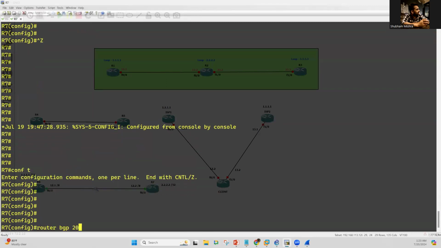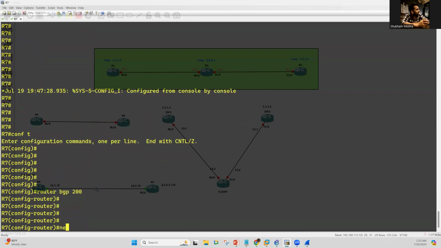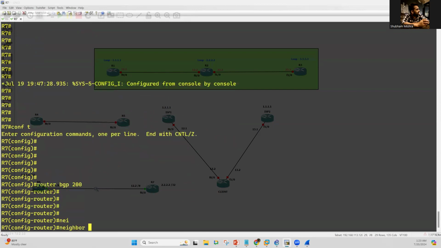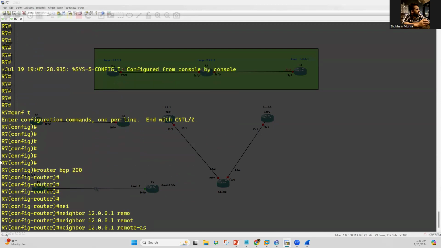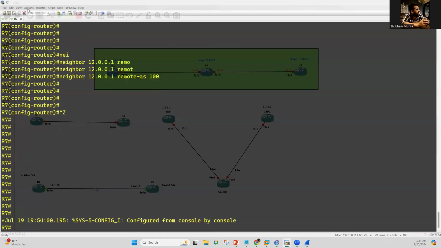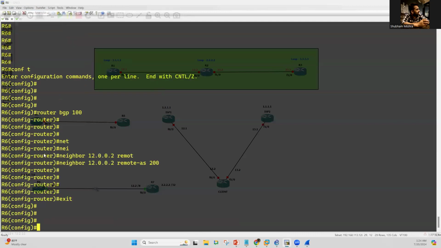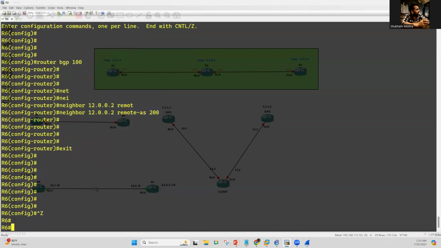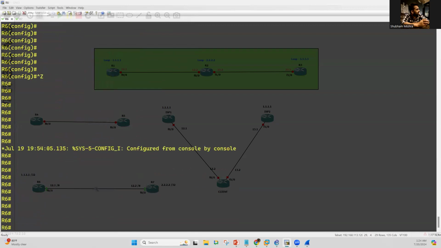Router BGP 200. I am writing neighbor. Who is the neighbor? 12.0.0.1. I am writing remote-as. What is the AS number on R6? 100. Tell me yes or no? So this is the way we configure BGP. Do you understand? Yes or no?